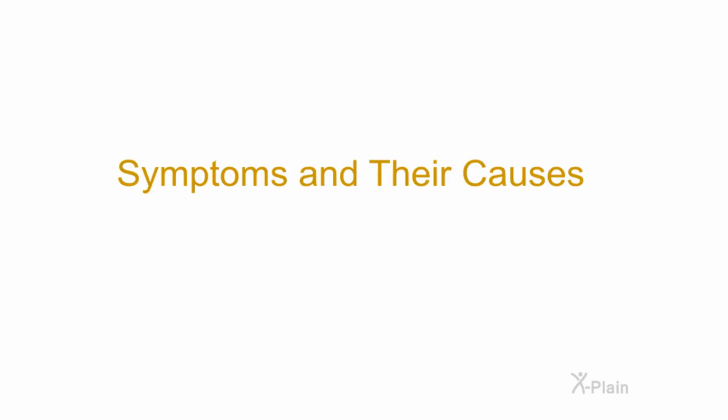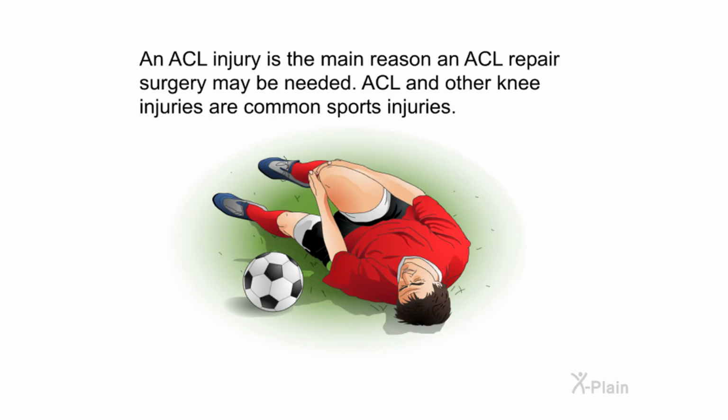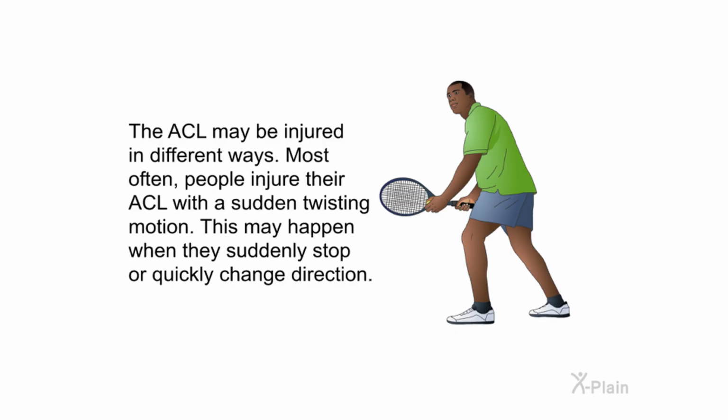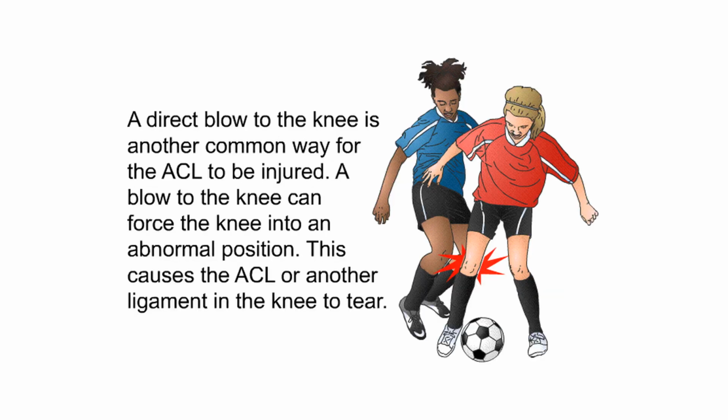Symptoms and their causes. An ACL injury is the main reason an ACL repair surgery may be needed. ACL and other knee injuries are common sports injuries. The ACL may be injured in different ways. Most often, people injure their ACL with a sudden twisting motion. This may happen when they suddenly stop or quickly change direction. A direct blow to the knee is another common way for the ACL to be injured. A blow to the knee can force the knee into an abnormal position. This causes the ACL or another ligament in the knee to tear.